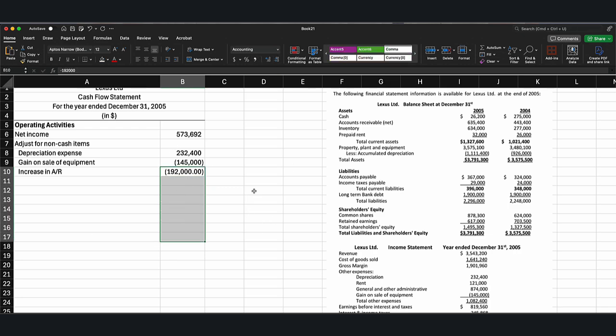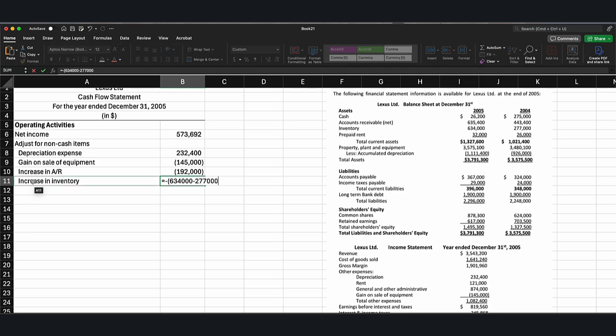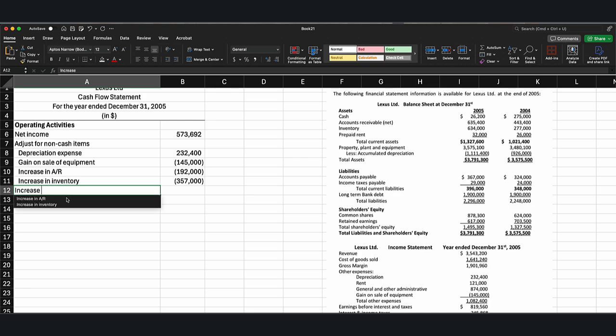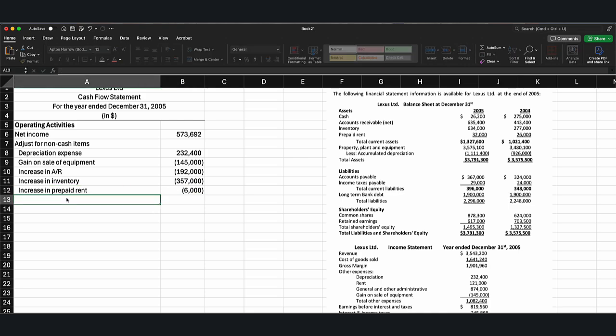Okay, and then we'll continue. So we had what here? Inventory. Inventory increased as well, so it's going to be the same thing. Increase in inventory. I want to make it negative. So if I do 634 minus the previous year, 277, so 357. Again, it's an increase, but I made it negative because that's what we just talked about. Prepaid rent, same thing. It increased by, you could tell there, $6,000. So increase in prepaid rent, I'm going to put negative 6,000. An increase to an asset is a decrease to your cash.